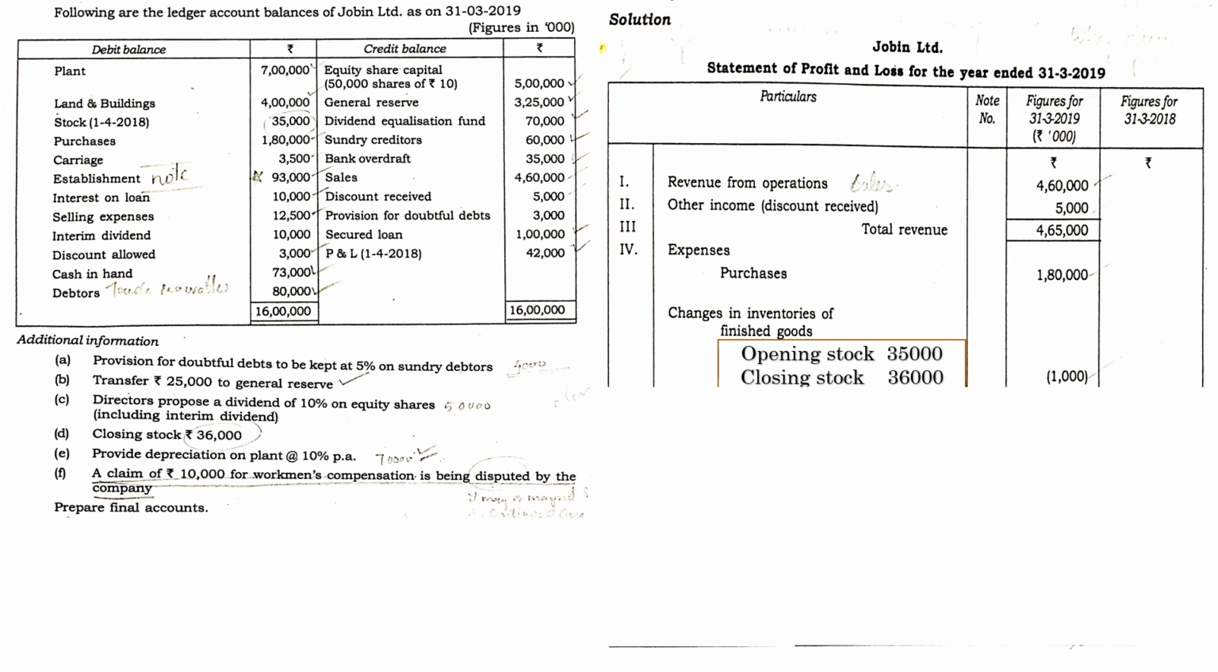So remember, if you come across a question where establishment is given and there is no other information relating to it, you can definitely include that item under employee benefit expenses. See, 93,000. Remember, establishment.